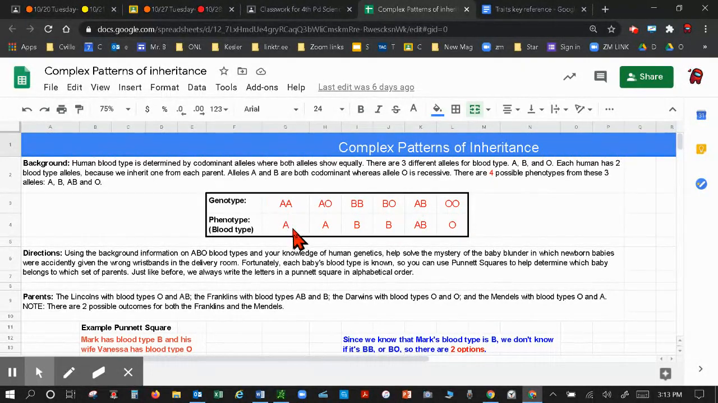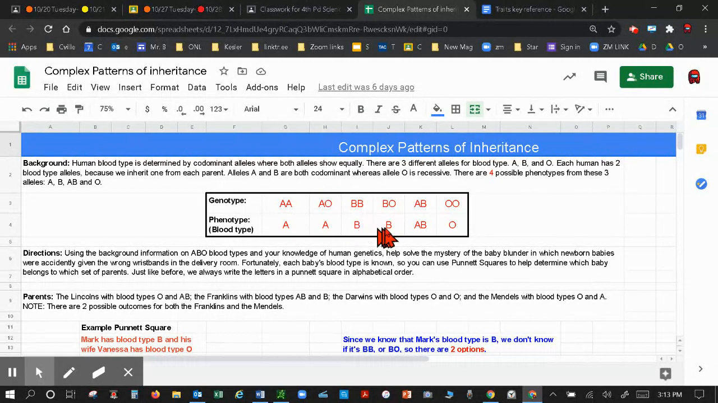So remember, if you're blood type A, you can be dominant AA or AO because these are co-dominant alleles, which simply means A and B are both dominant. Remember, go back to the notes. I covered that little slideshow which shows you how A and B are co-dominant.